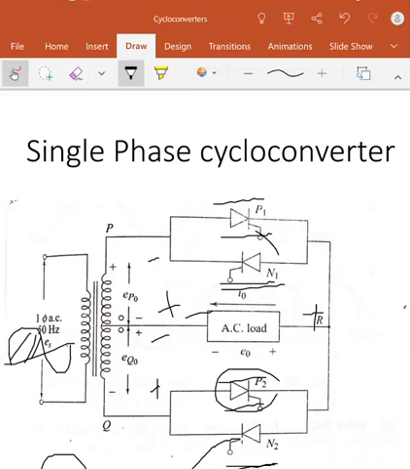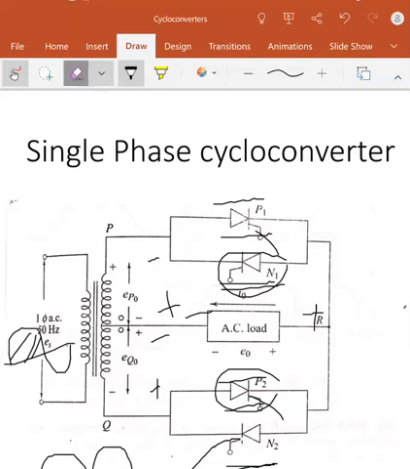Again, if we want a positive half cycle, we have to turn on P2. If we want a negative half cycle, we have to turn on N1. Now I turn on P2 by giving the gate supply to P2. What kind of waveform will I get? I will get one more positive waveform like this. In this way we can have continuous positive cycles by turning on P1 and P2 continuously.